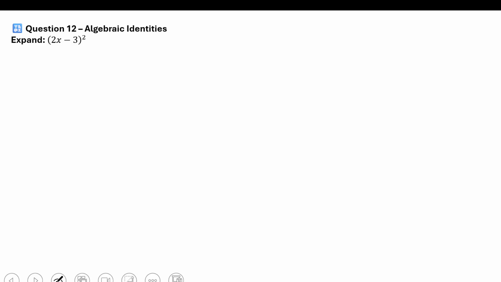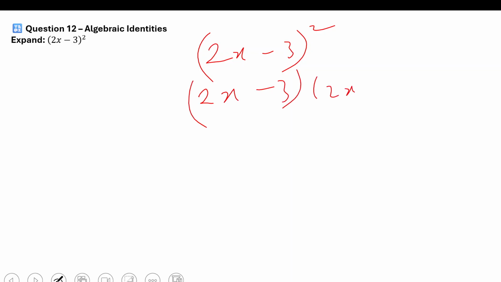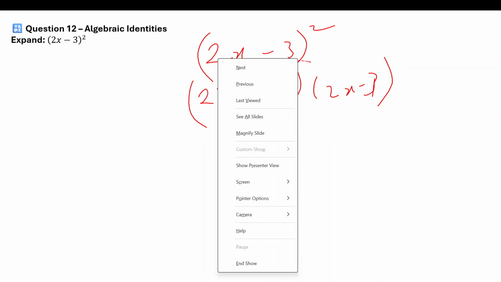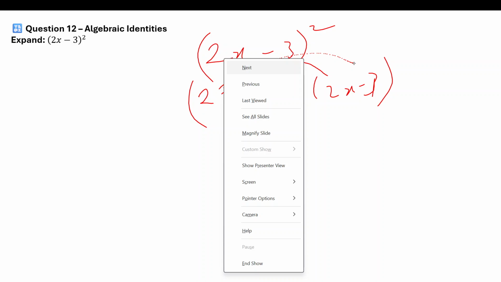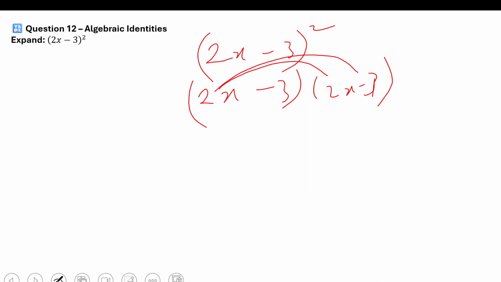Okay, so the next question is expansion. Expand 2x minus 3, open bracket, close bracket, all square. So it's the same thing as 2x minus 3 times 2x minus 3, sorry. You do it twice, right? You do it twice. So we're going to be expanding. So I'm going to take this first term here and multiply by the first term here. At the same instance, I will multiply the first term and the second term. Okay, so let me do that.